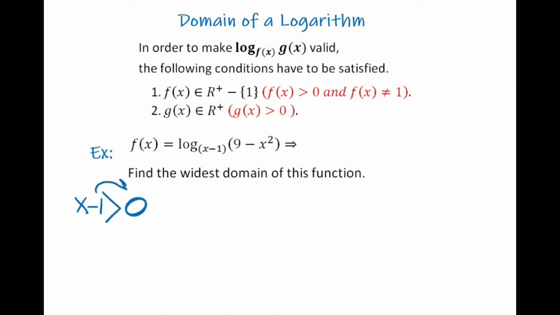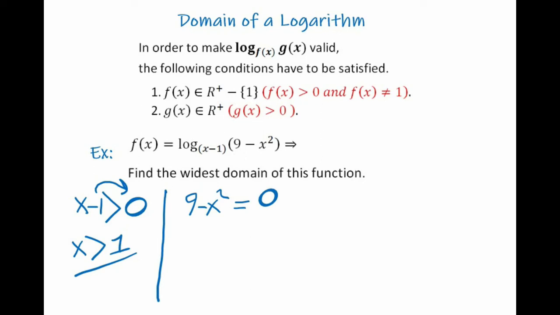Just send this 1 to the right. So x is going to be greater than 1. And this is what we have by using the base. Now by using the number, which is 9 minus x squared, I need to find the roots of this, the x values which make this expression equal to 0.